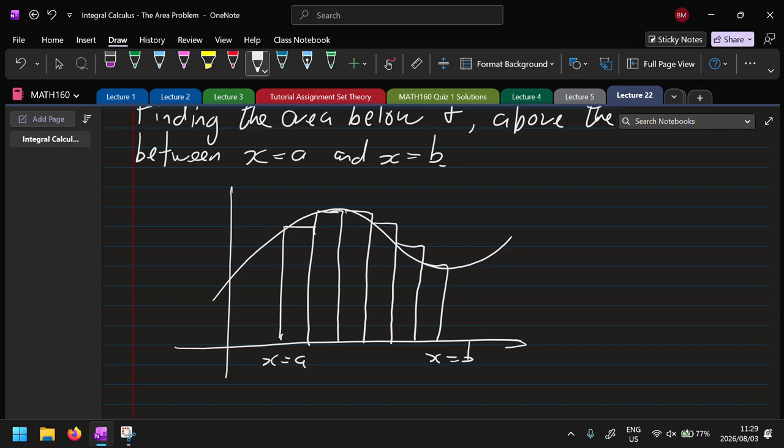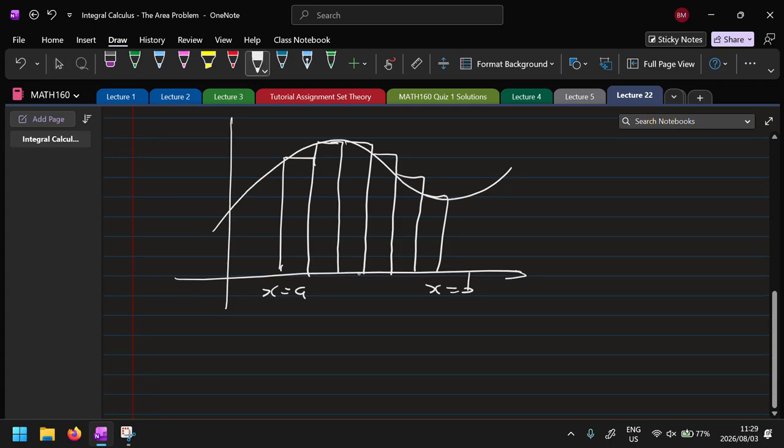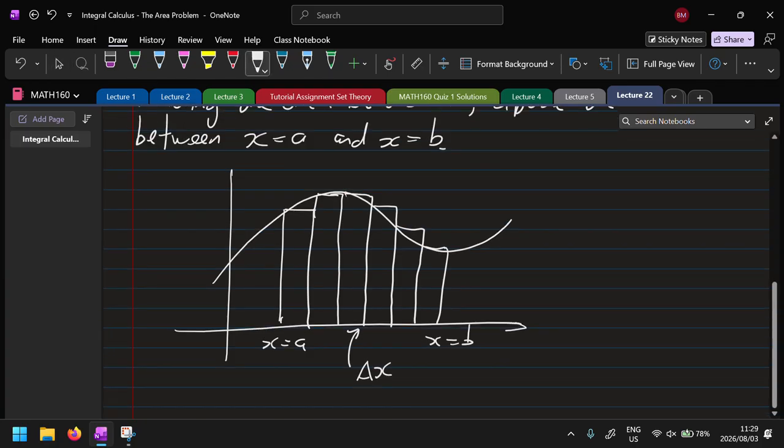We're going to assume that each of these rectangles has the same width. The little width at the bottom there, we're going to assume that all of those are the same. We're going to call that delta x. That will be the width of one of these rectangles. Then the height of the rectangle is just the function value at that point. So let's say at this point over here, the function has the value f of x. Then that will be the height of that rectangle there.